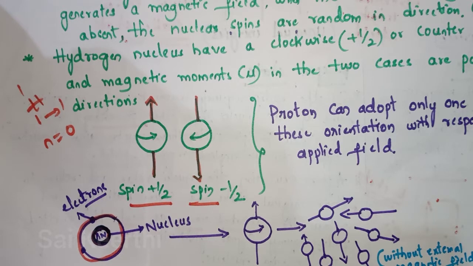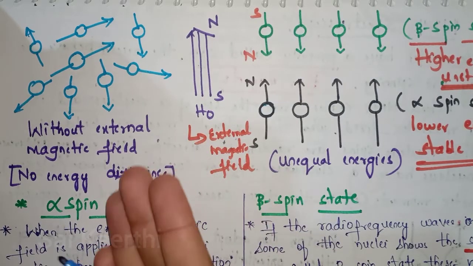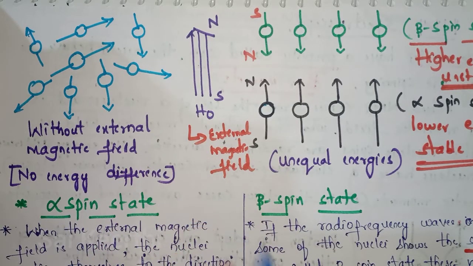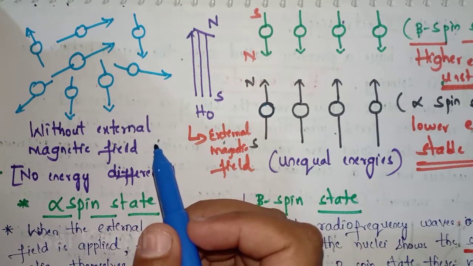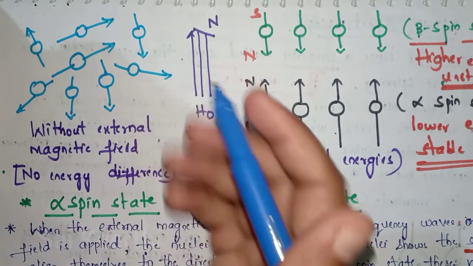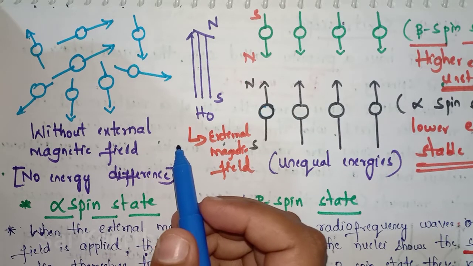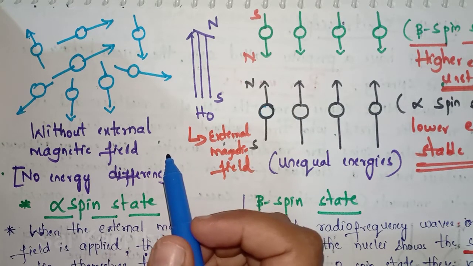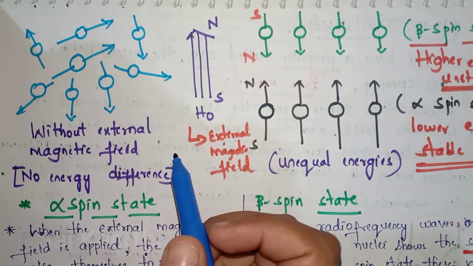Whenever the external magnetic field is absent, the nuclear spins will be in random directions and they will have equal energies. See here, these are the nuclei which are spinning. That means they are behaving like spinning bar magnets. Without an external magnetic field, they are in random directions as you can see here, and they have equal energies. That means no energy difference is present in these nuclei.